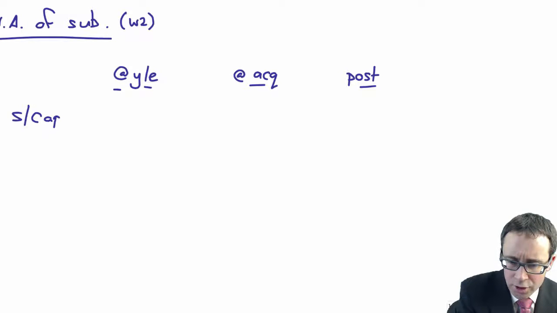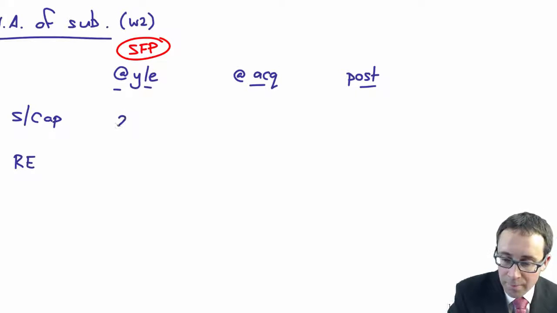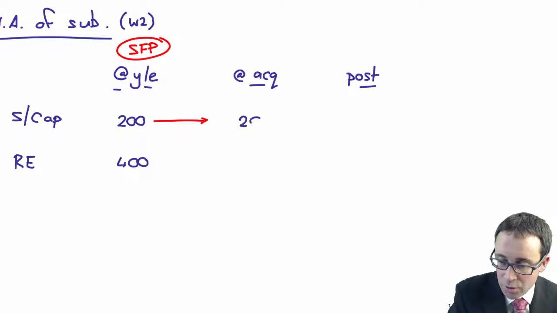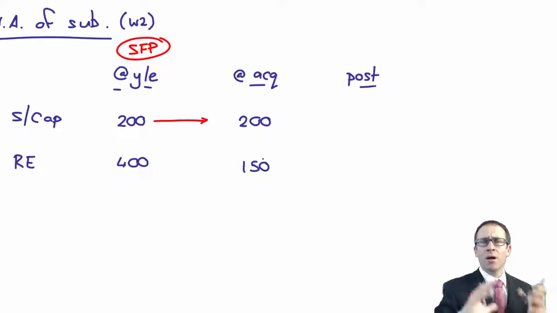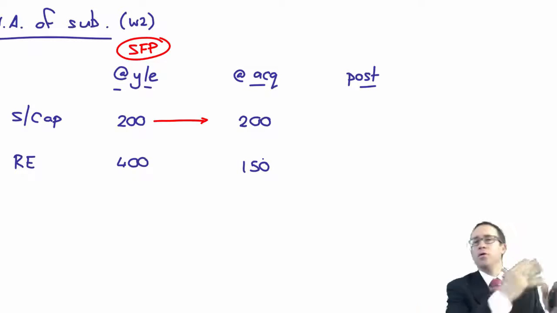We've got there, is it your share capital? We have there, is it your retained earnings? Remember, those figures just come from the SFP, and that should be nice and straightforward. So share capital is there as 200, retained earnings 400. Share capital at the date of acquisition is 200, never changes. And the retained earnings were there as 150. Okay.